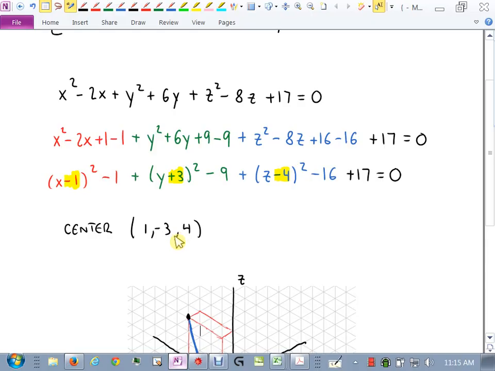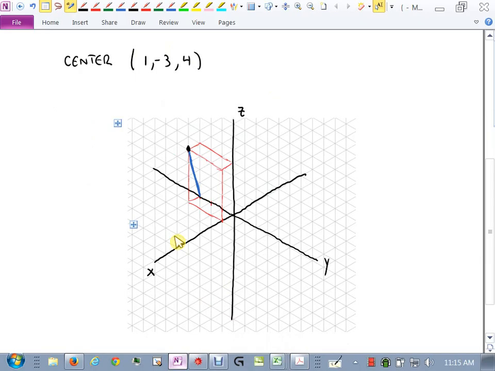After you've realized that the center is (1, -3, 4), I drew the picture here. If I go on my x-axis out 1, I go y, -3, and I go up 4, I have a point right here. And I drew out the box to help you see which octant it's in, right? What octant is that in? We go this way around, so this is 1, this is 2, this is 3, this is 4. So it's in the 4th octant. And we're trying to find the shortest distance between that point and the y-axis, which would be that blue line, right?